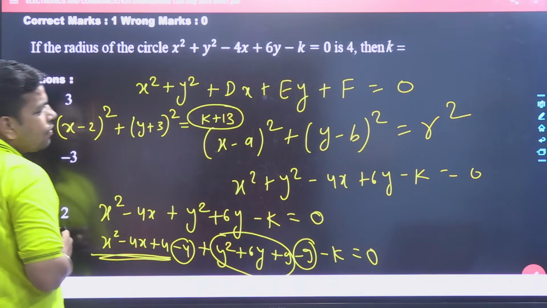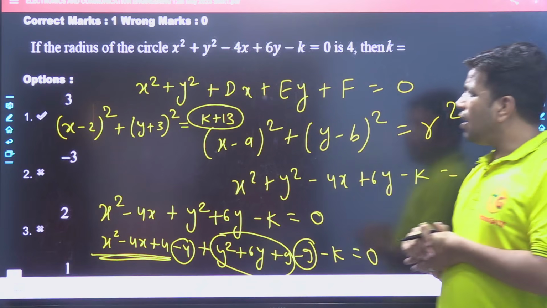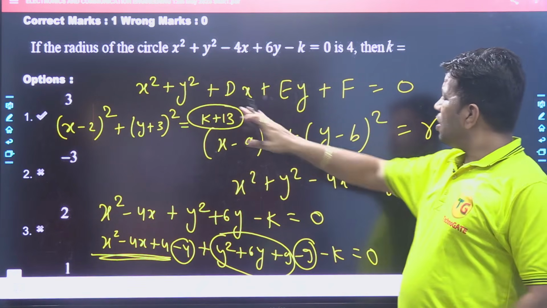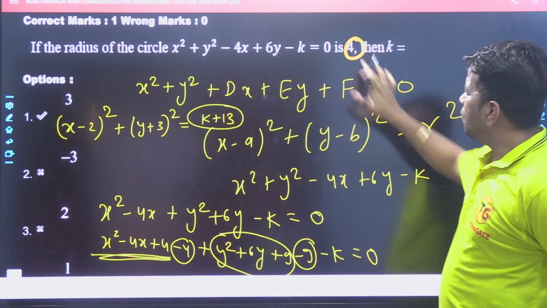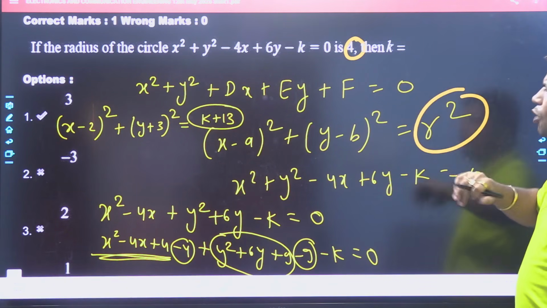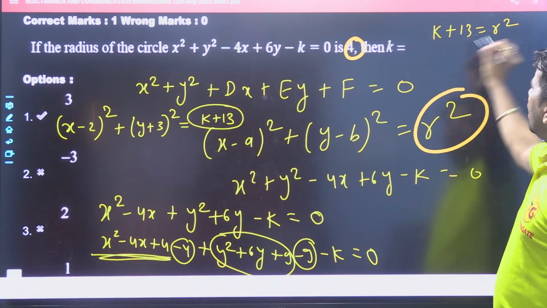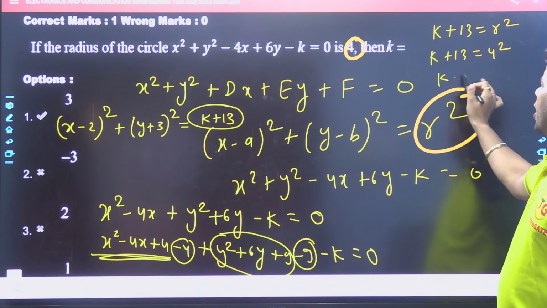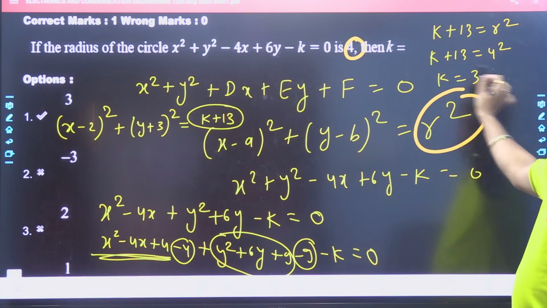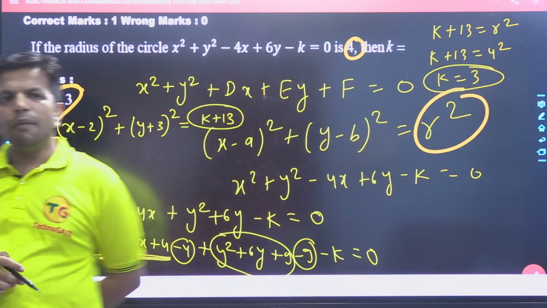Okay. Now this value is equal to what? R square. The value of r is 4, so 4 square becomes how much? 16. So k plus 13 equals 4 square. So k becomes 16 minus 13, which is 3. So the value of k is 3. So simply we can compare this equation.